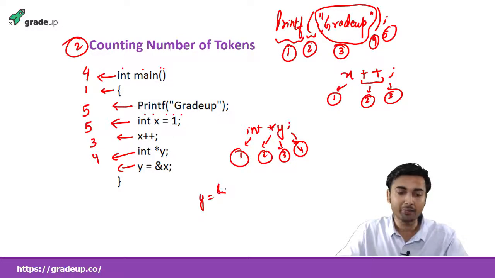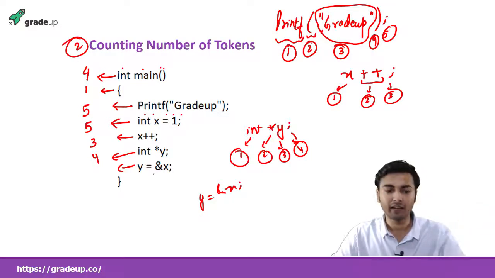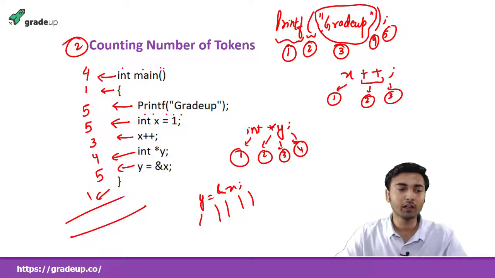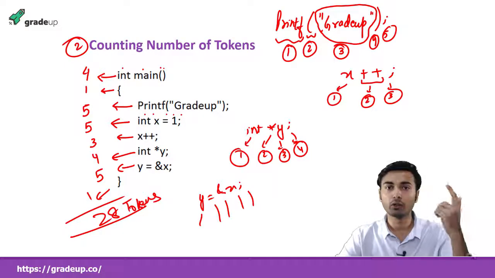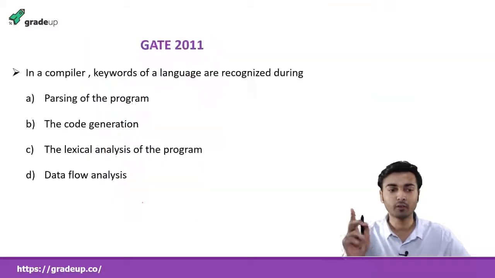Can you try the same? Y equals to and %x. Again, and %x doesn't mean anything. So 1, 2, 3, 4 and 5. Right? 1, 2, 3, 4 and 5. And finally here it is 1. Now do the total. 4 plus 1, 5, 10, 15, 18, 22, and 5, 27 and 1, 28 tokens. Cleared? Now you understand how to count the tokens, right? Any doubt in this? Good.